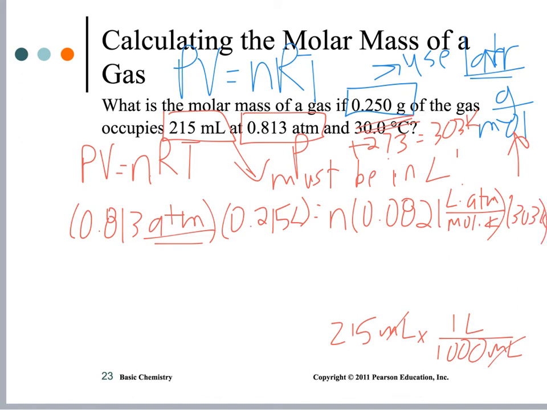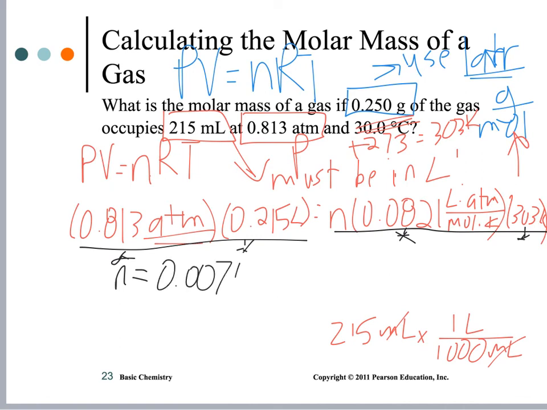All right, so once we solve for N, we're going to divide the stuff from the right side over to the left. So basically, you're dividing these things, and they're going to come over here. You divide that side, get N by itself. N is going to equal 0.00703 mole.